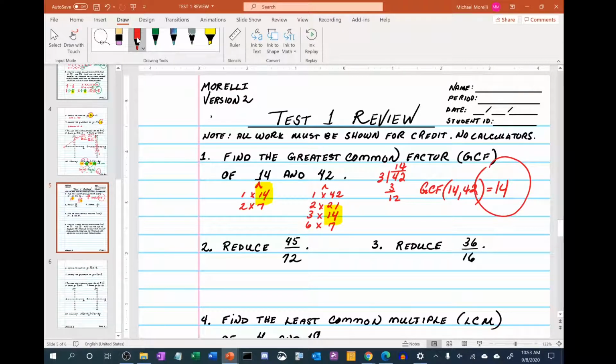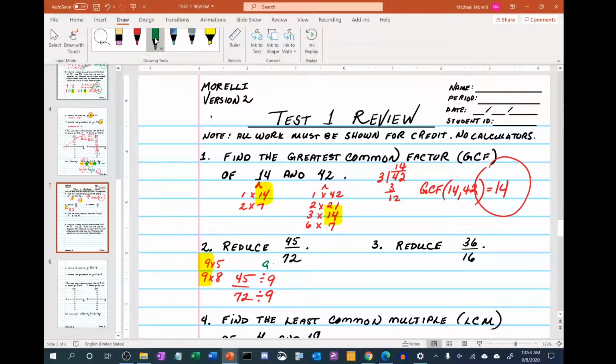Okay, reduce, this is number 2, reduce 45 over 72. Okay, first we need the greatest common factor between 45 and 72. 9 times 5 is 45. 9 times 8 is 72. So 9, right? We're going to divide the top and the bottom by 9. So let me write my fraction out. 45 over 72. Divide the top and the bottom both by the greatest common factor.